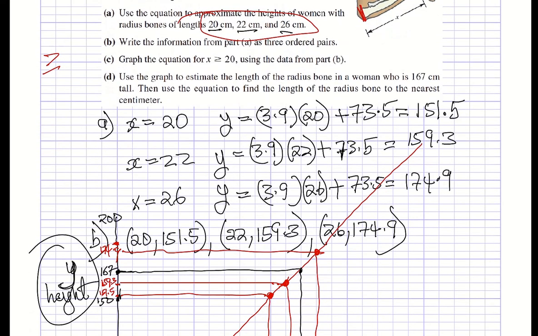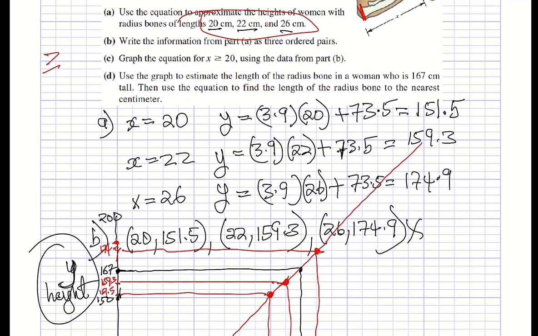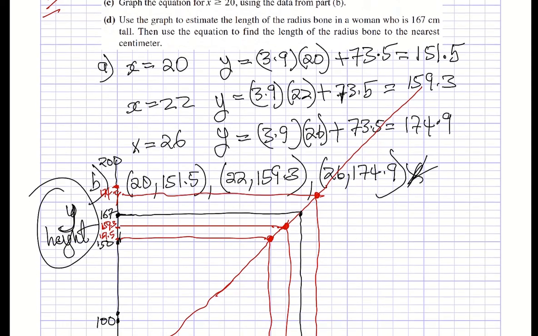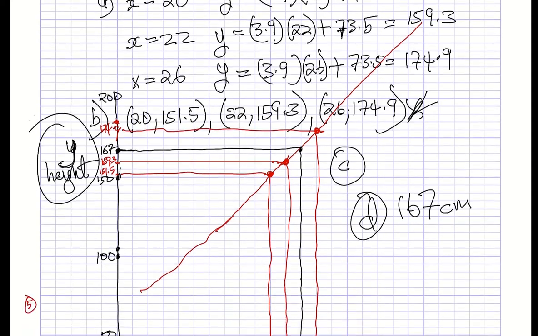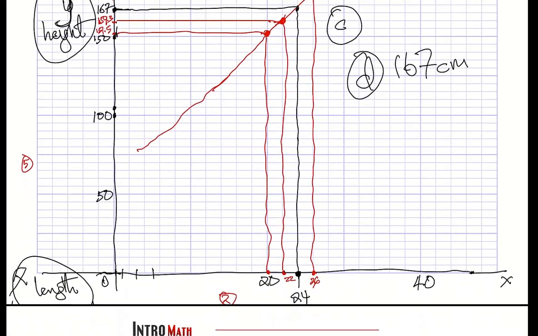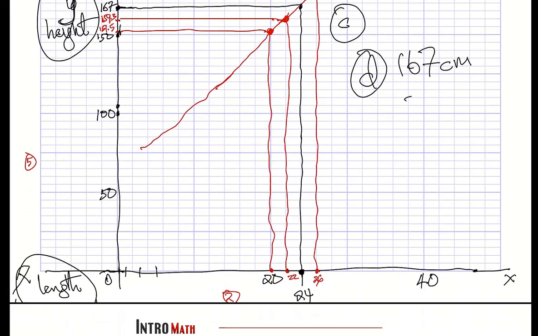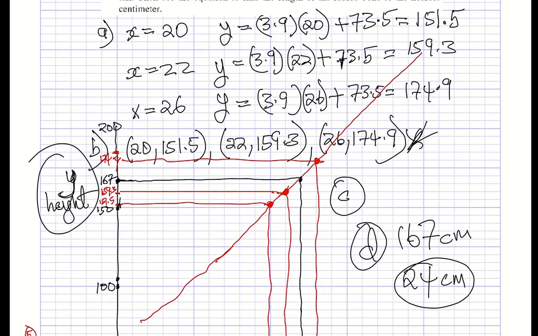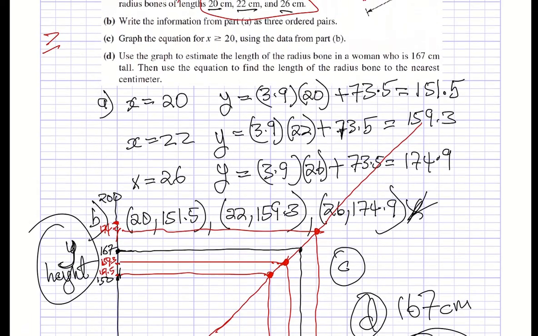okay, we did the graph. Graph is C, okay. B is the other pair. D is, if you're given a woman who is 167 centimeters in height, then the length of the bone will be 24 centimeters. That's what we got.